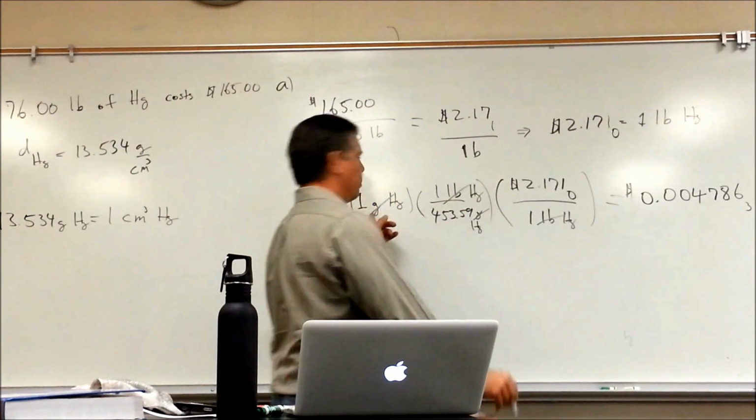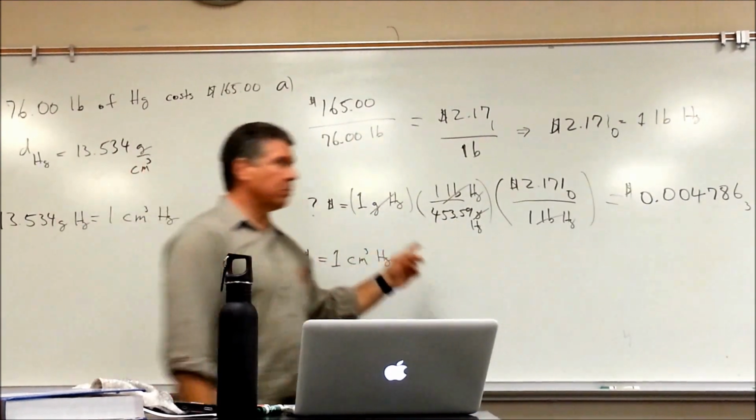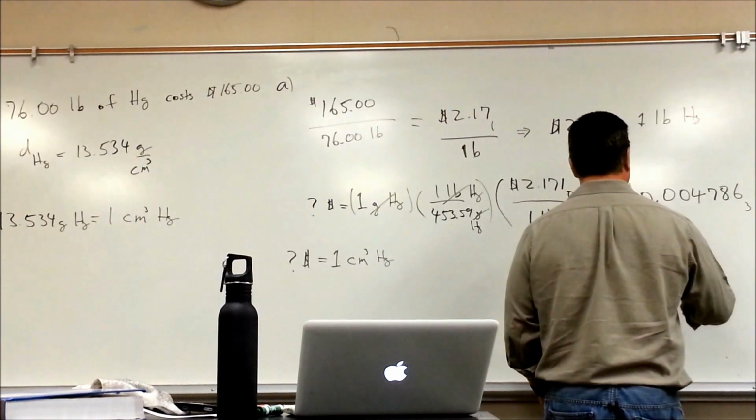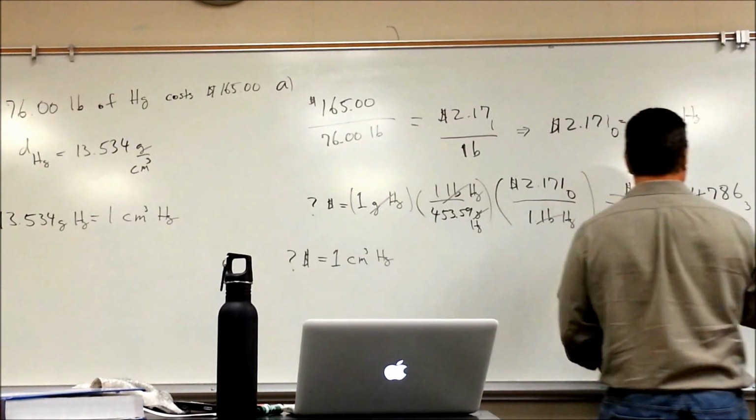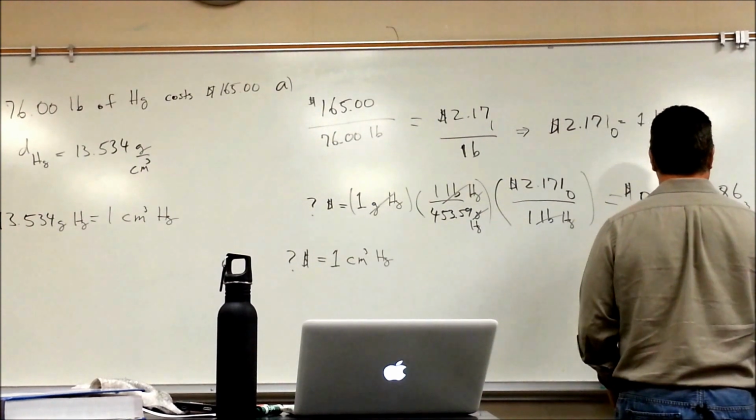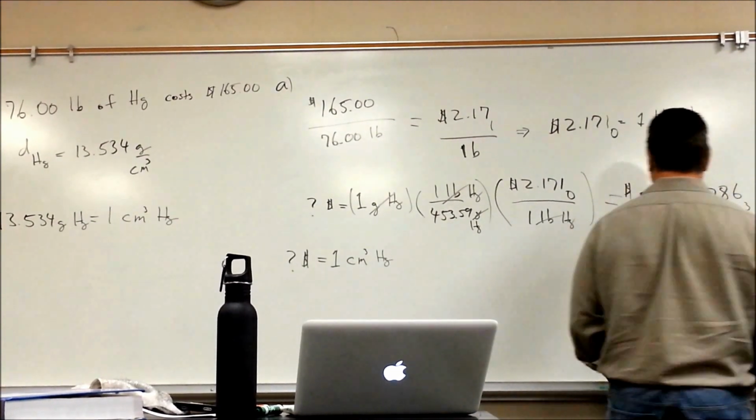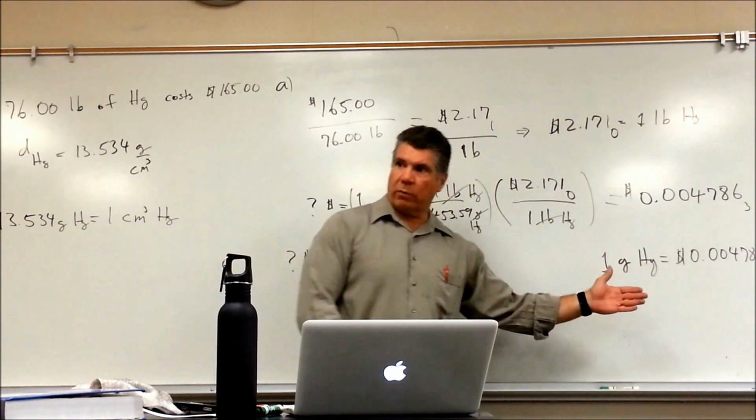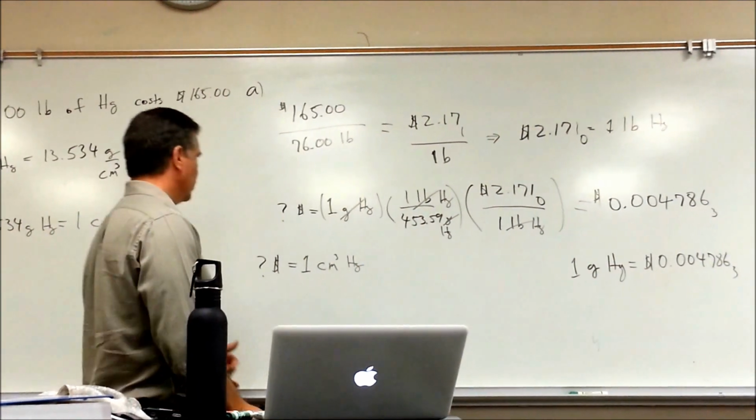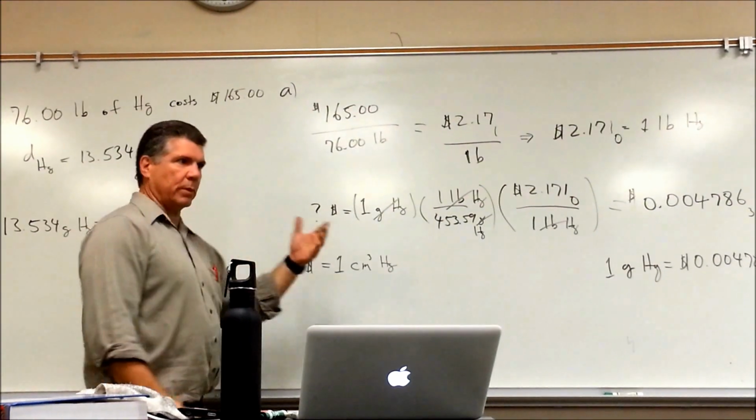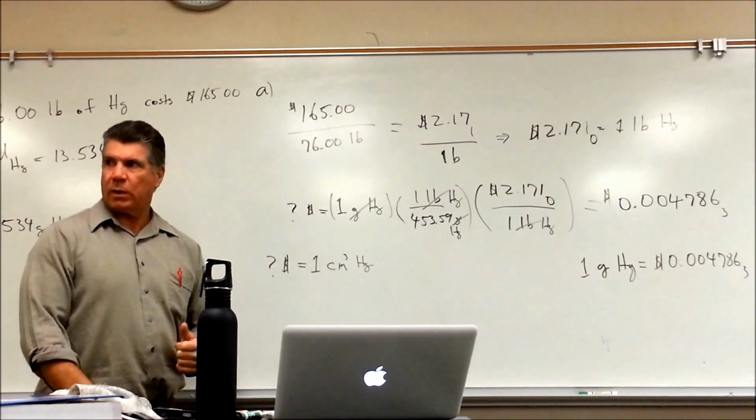This is the price per gram, right? We figured out how much 1 gram costs. So I can say that 1 gram of mercury is equal to this price. That can convert between grams and cubic centimeters. This can convert between cubic centimeters and grams. That's sufficient. You guys see how?